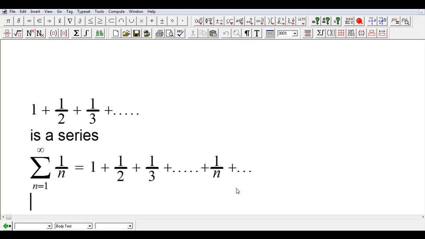Okay, so let me just recall. This means that you are actually adding them exactly. It's the capital letter sigma. So the Greek capital letter sigma means sum it up, right?